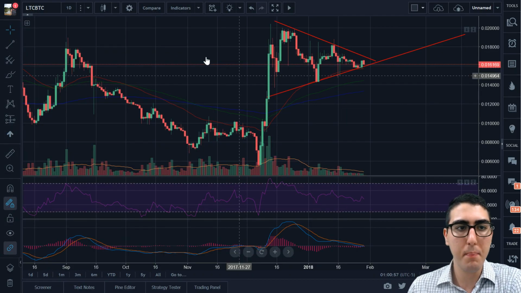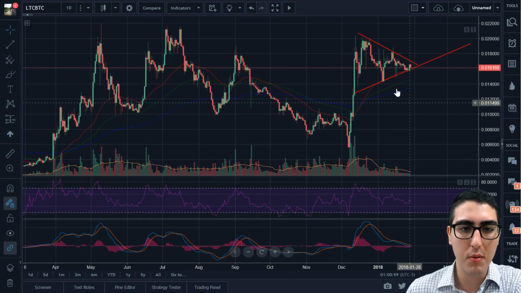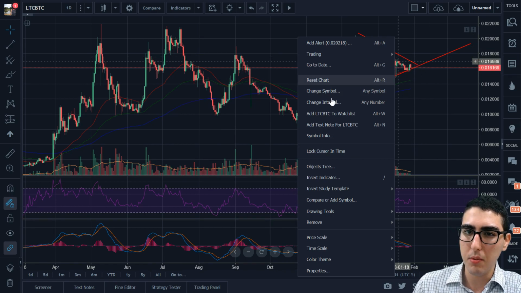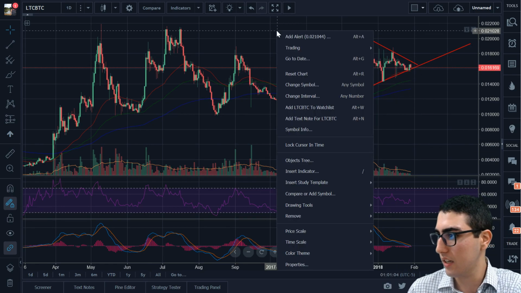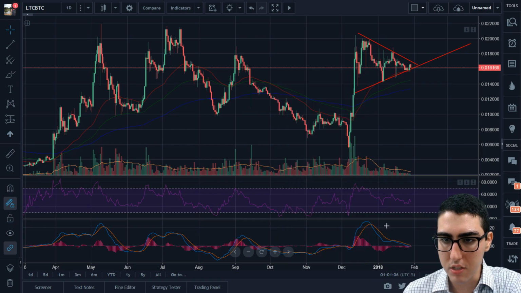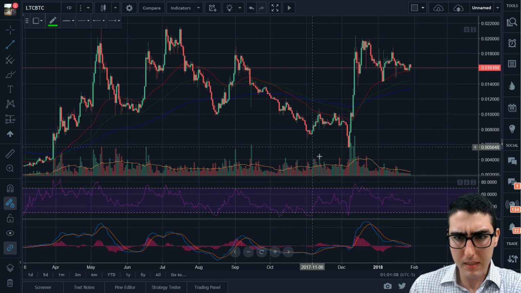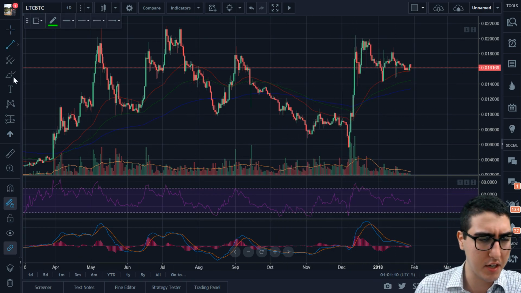So let's go ahead and pull up our LTC chart here. We have all of our indicators pulled up. We've got a little bit of a triangle that we formed quite a couple days ago. Let's remove all these drawing tools for just a second and start to look at this parabolic run-up that we saw here with Litecoin.